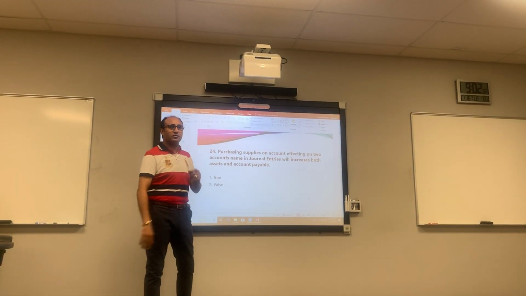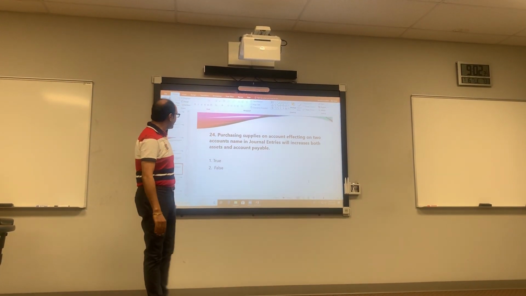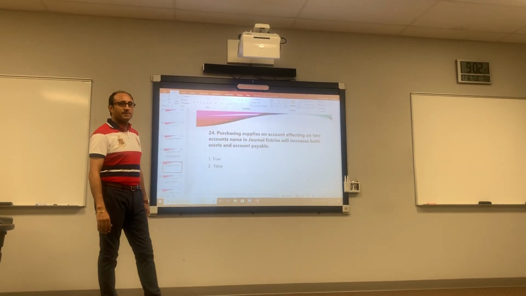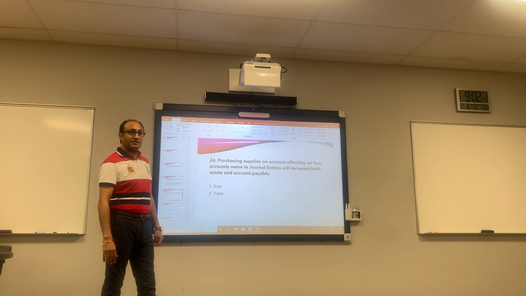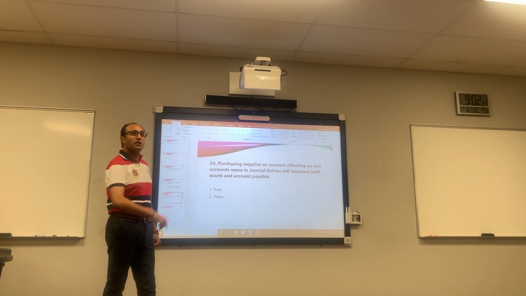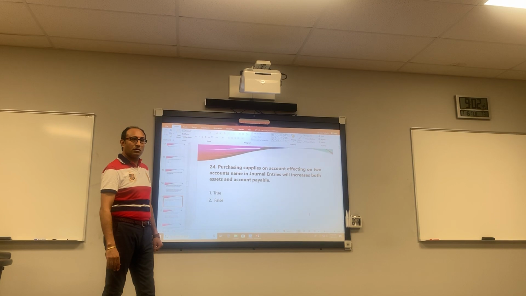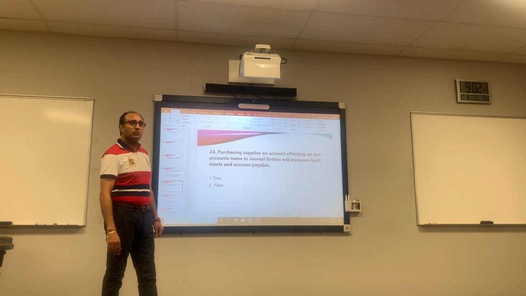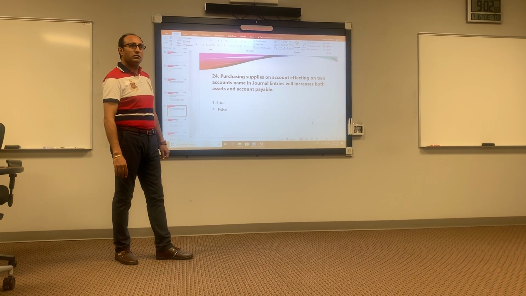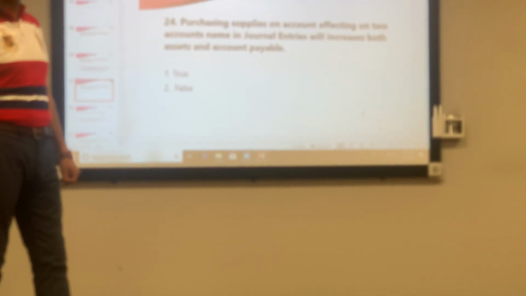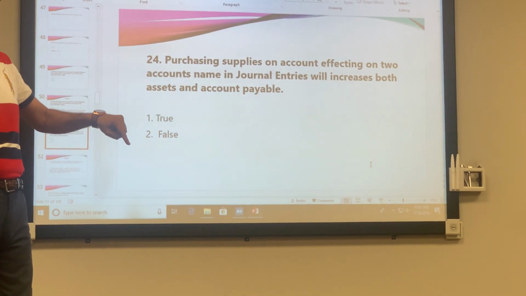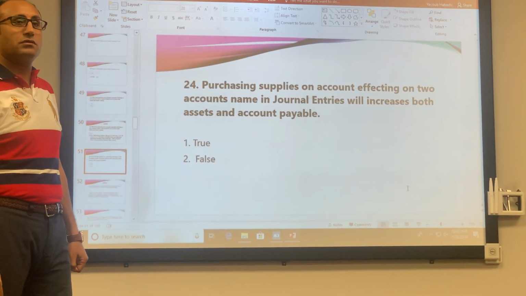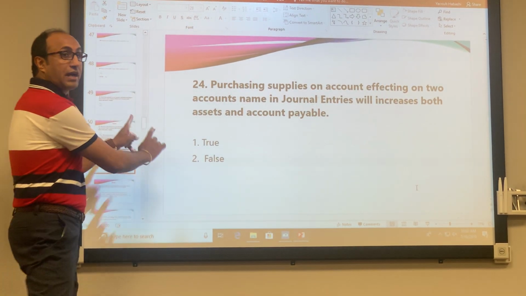What if we make assets the word supplies? Couldn't it work for journal entries then? If we make the word assets supplies, and it said affecting two accounts, supplies and accounts payable, wouldn't that work in a journal entry? No. Still not? It's supposed to be supplies and accounts payable. Yeah, that's what I just said. But you didn't write assets.